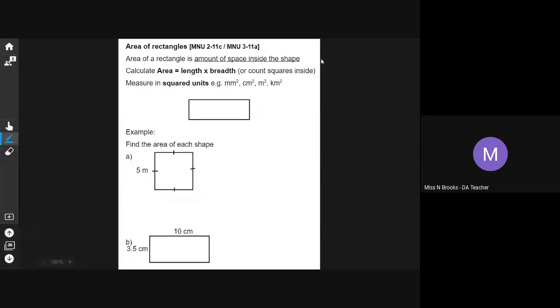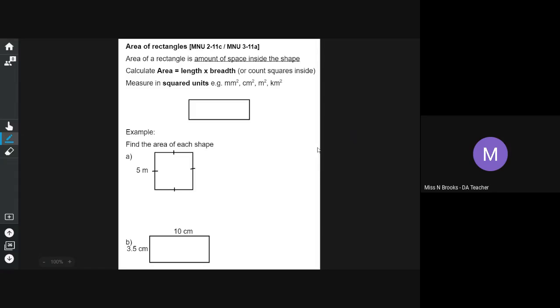Today's measurement is area of rectangles. The area of a rectangle is the amount of space inside the shape. So, we were looking at perimeter, and that was the distance around the outside of the shape. Today, it's area, and that's the amount of space inside the shape.